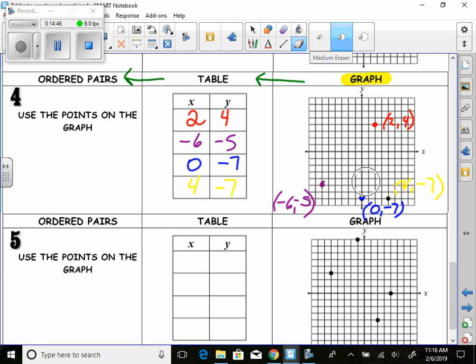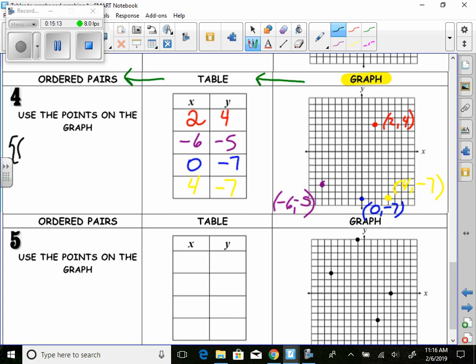Okay. So now all we have to do is record our ordered pairs. To show a set of something, like we're listing something, we're going to use curly brackets. That's a symbol we use in math for a set of something. Then I would simply write these pairs in that set.